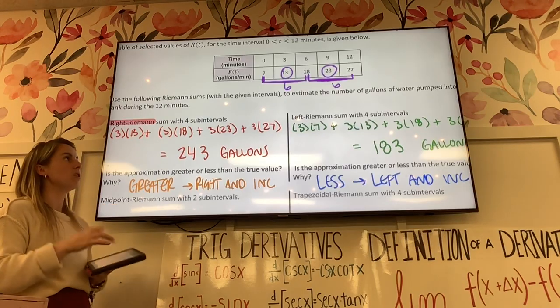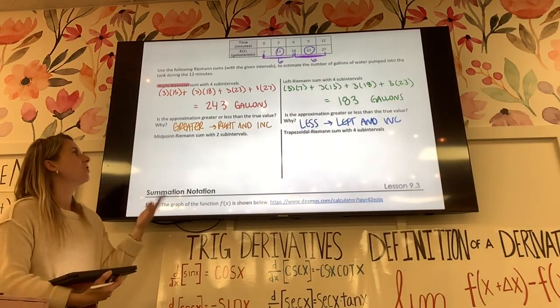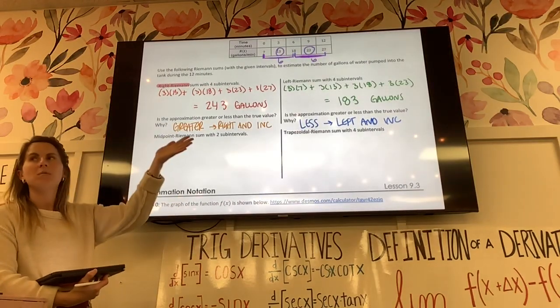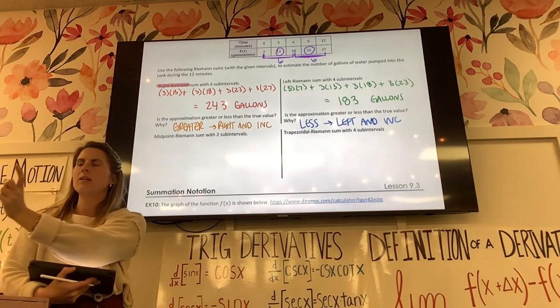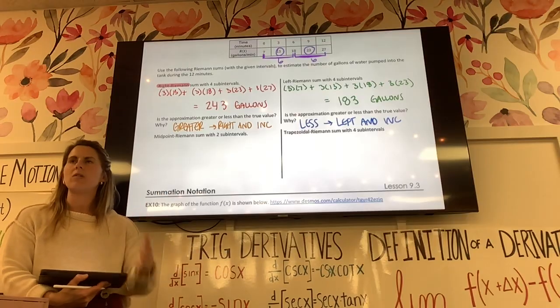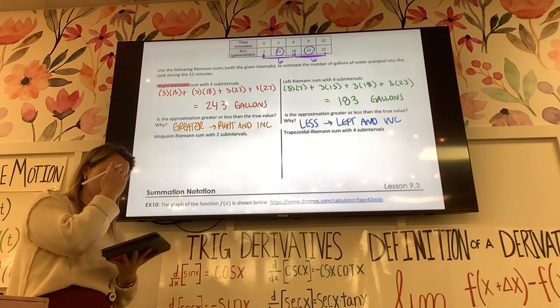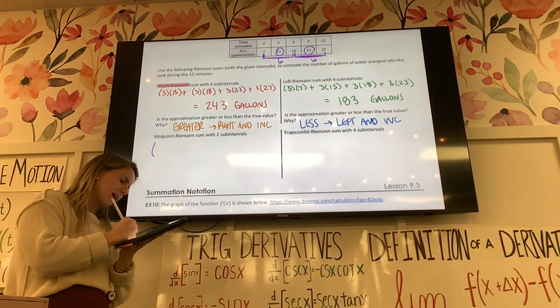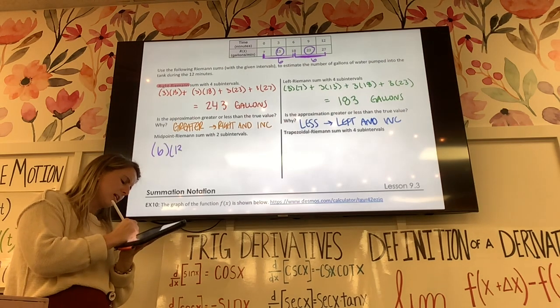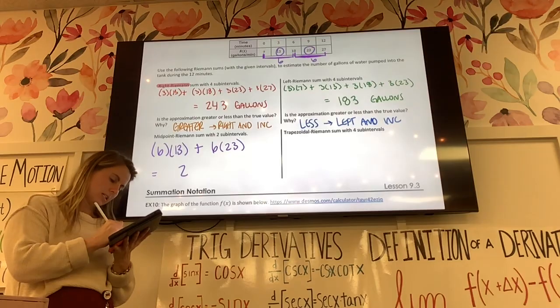So for midpoint, you would use the point in the center. And if they ask you for midpoint, they will give you a table where it works out evenly, and it will tell you the middle point. You won't have to guesstimate where the point is. Does that make sense? It will work out nicely for you if they ask you for a table. So we've got 6 times 13 plus 6 times 23, 216.